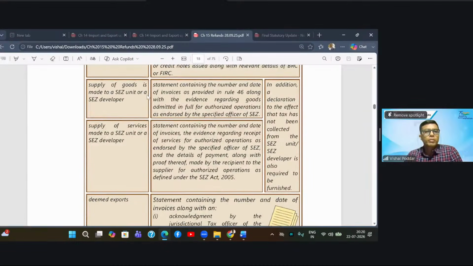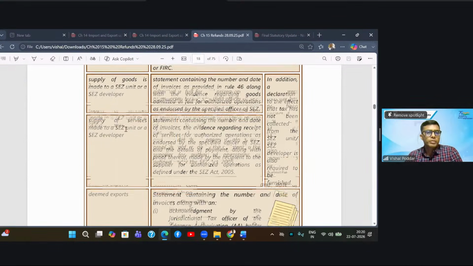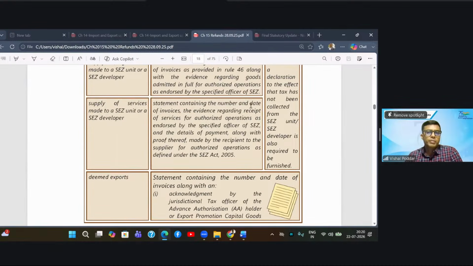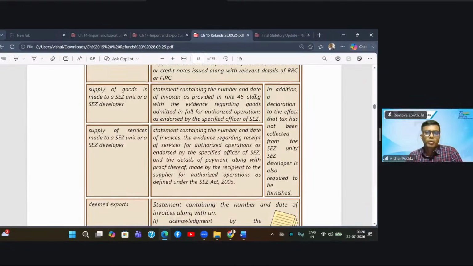In case of supply of goods to SEZ, statement containing the number and date of invoices as provided in 46 along with evidence regarding goods admitted in full for authorized operation. Similarly, for supply of service to SEZ, statement containing number and date of invoices, evidence regarding receipt of service for authorized operations, which should be endorsed by the proper officer. Now, for both of this, a declaration to the effect that tax has not been collected from SEZ is also required to be given.